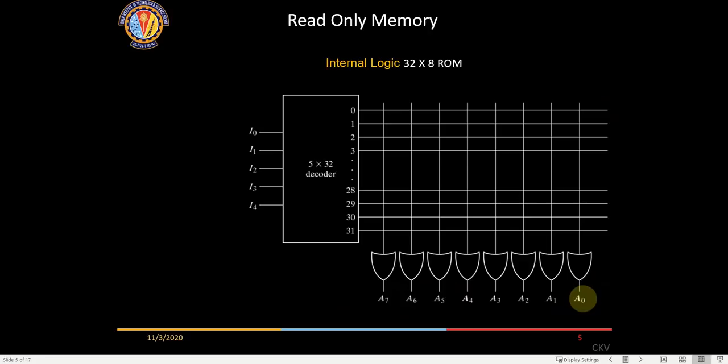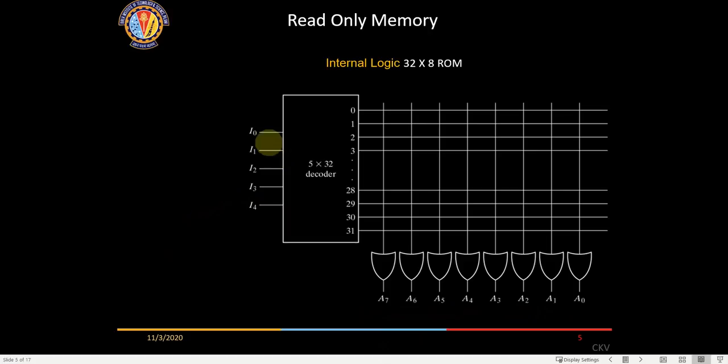Suppose I want to store 1 1 0 0 0 0 in this particular ROM at this address 0 0. What I do is I put a cross here and a cross here. That means I'll make a connection between these two lines, and leave the connections out here. Then I will get an output of 1 1 0 0 0 0 0 here.